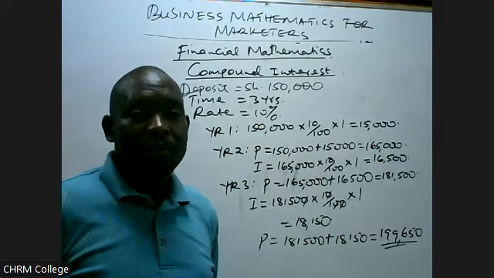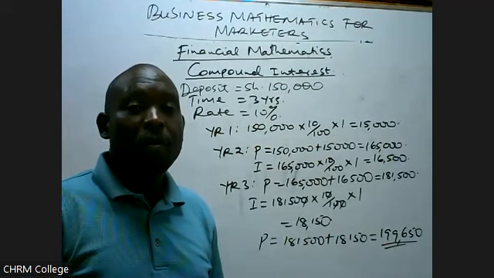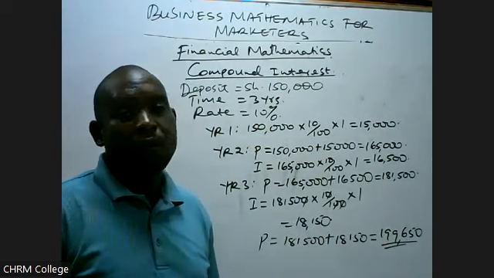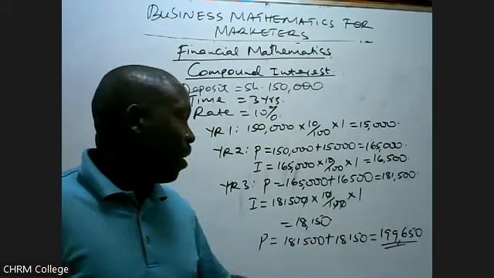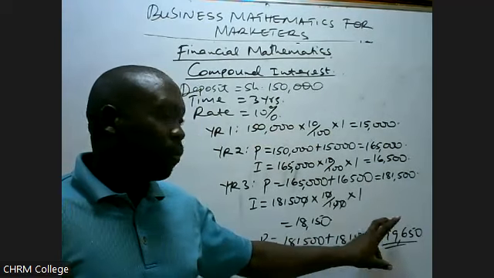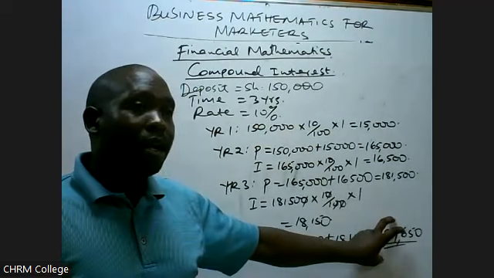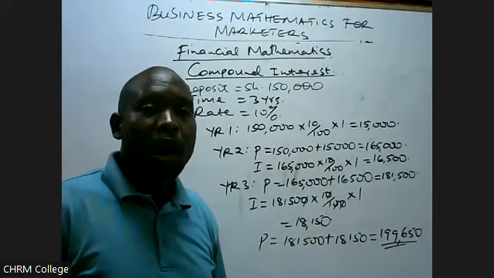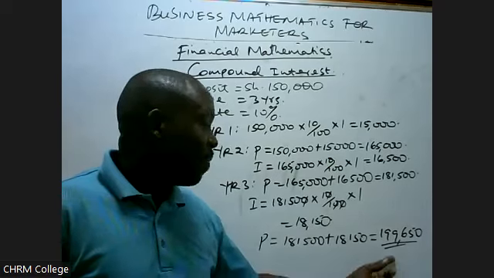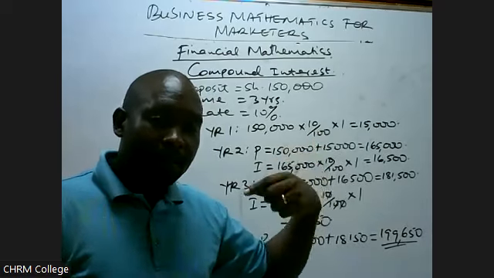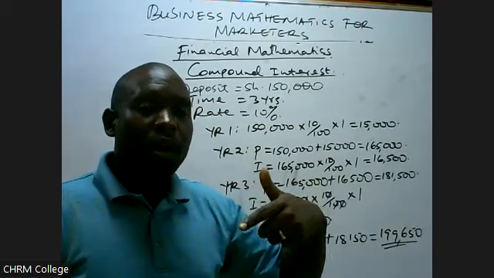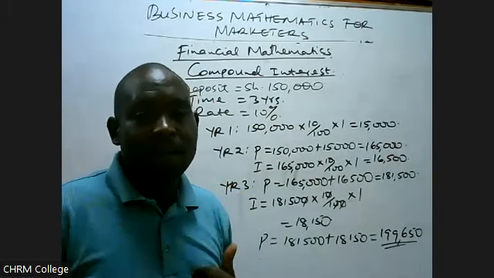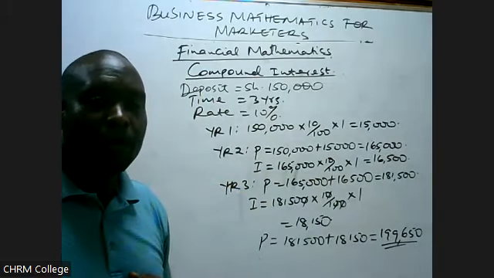That's why you find that the amount here is more. Remember, under the simple interest, the total amount was 150,000 plus 45,000, it was 195,000. Under simple interest, the total amount after 3 years was 195,000. But here now it is 199,650. Why is it more? Because here, even the interest in the prior years were used to calculate interest in the subsequent years.